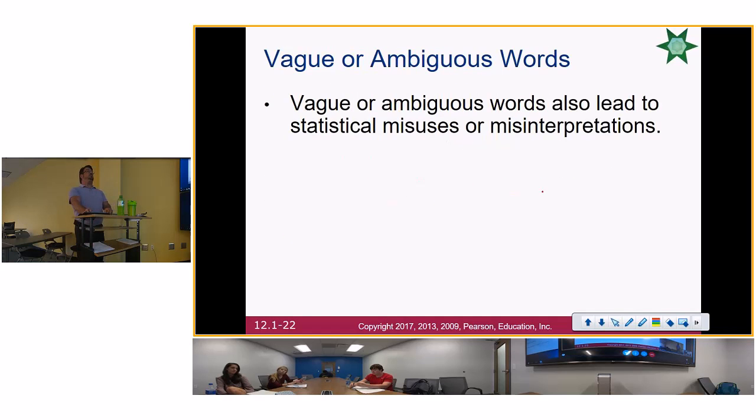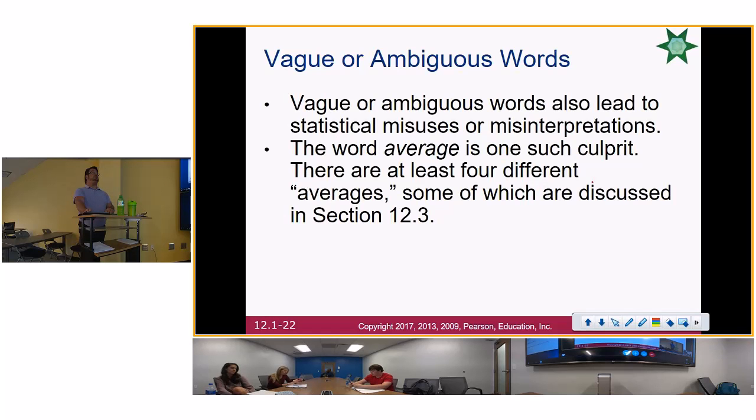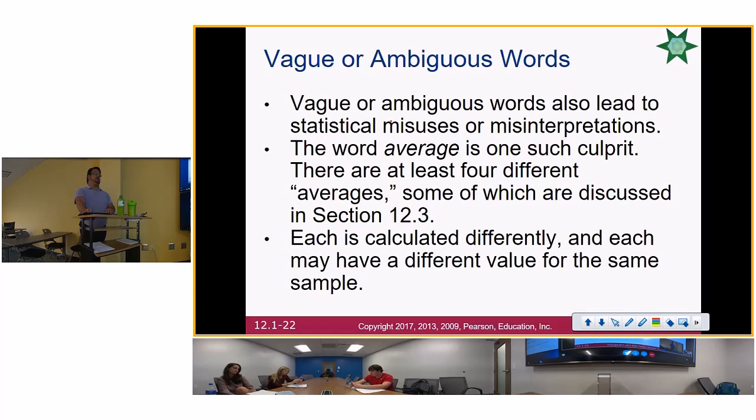Vague or ambiguous words also lead to statistical misuses. The word average is one such culprit. There are at least 4 different averages, some of which are discussed. Each is calculated.